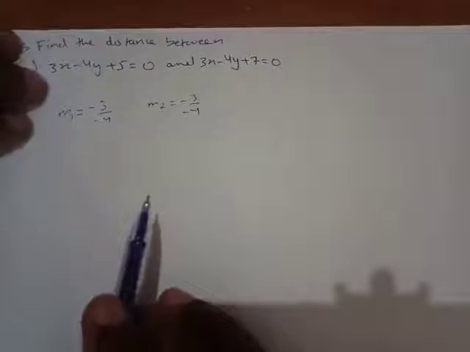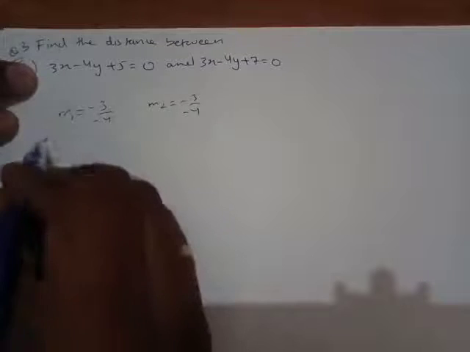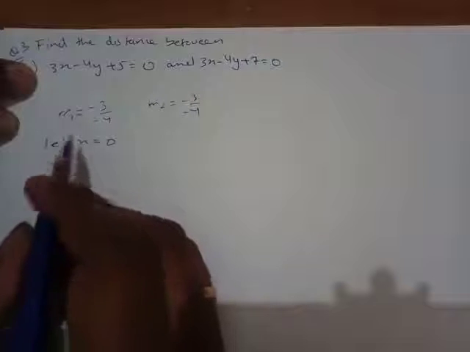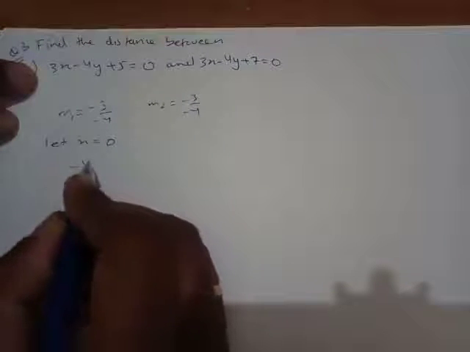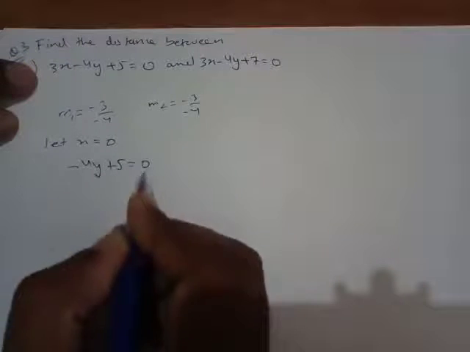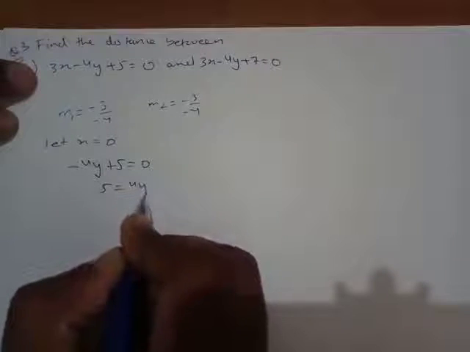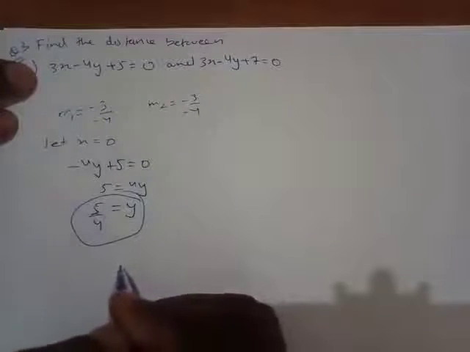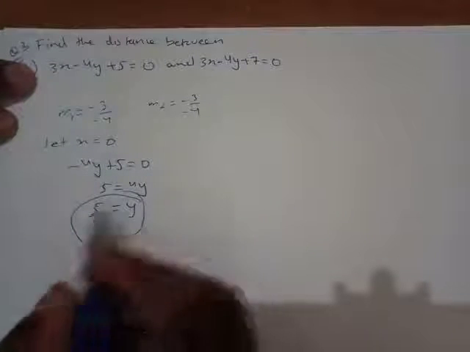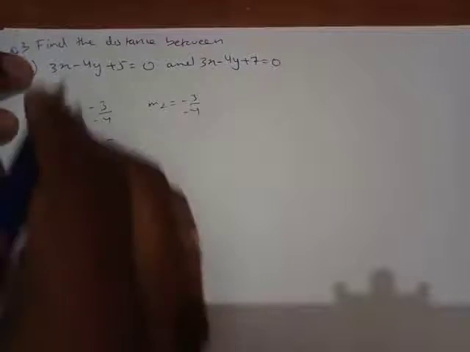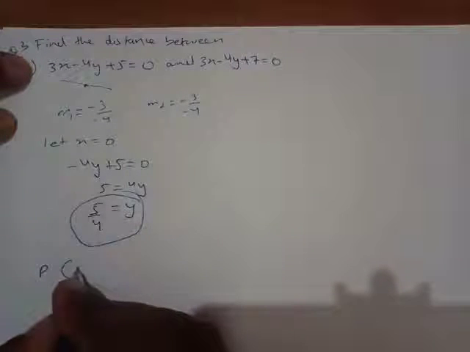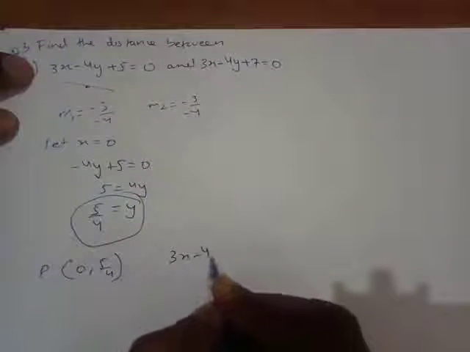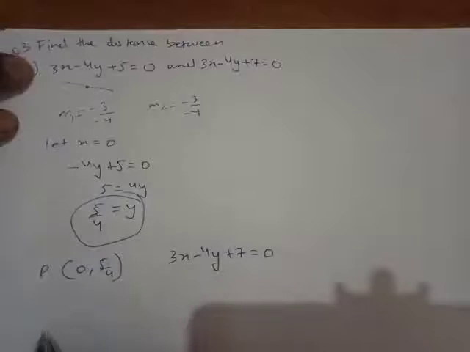So what I'm going to do, I'm going to take this equation and say let x equals 0. So what is y going to be? If this is 0, then I'll get minus 4y plus 5 equals 0. 4y can go over there, 5 equals 4y, and 5 over 4 equals y. So y equals 5 over 4. So what are the coordinates I got from this? The coordinates that I got is, I took a point P on this line, that is 0, 5 over 4. And then I have an equation of the other line, and I have to find the distance.